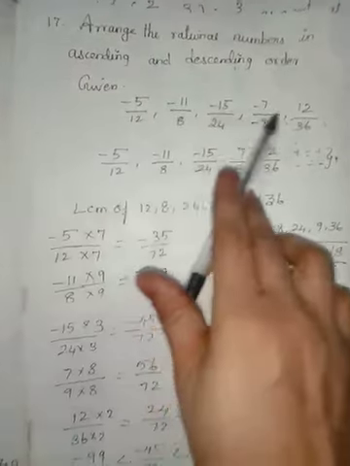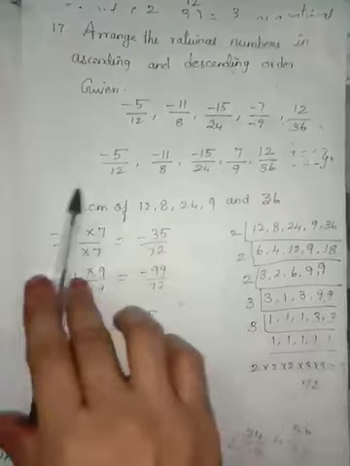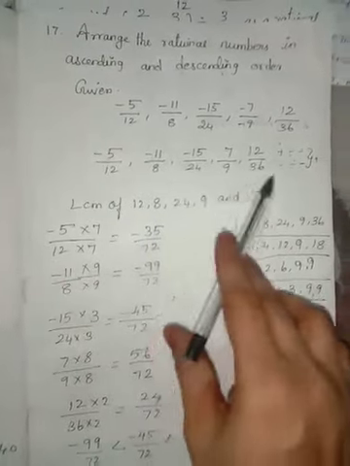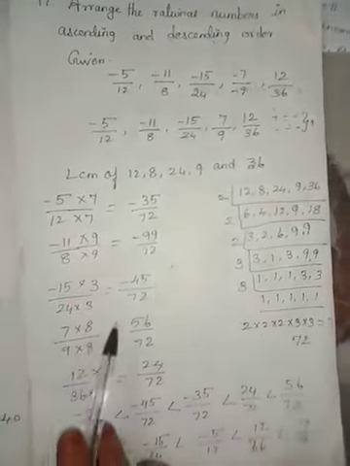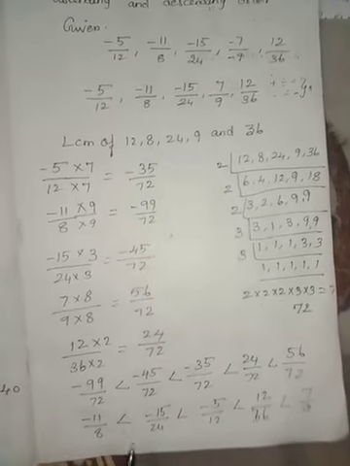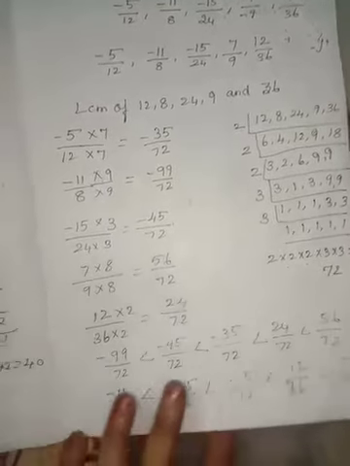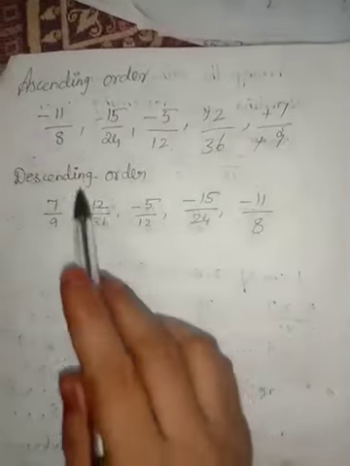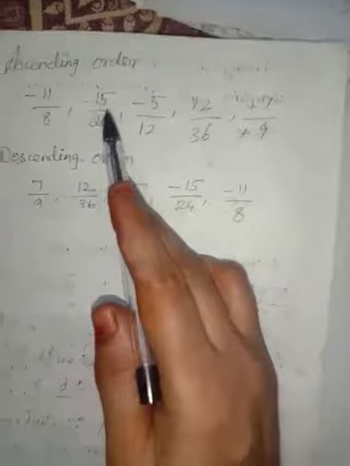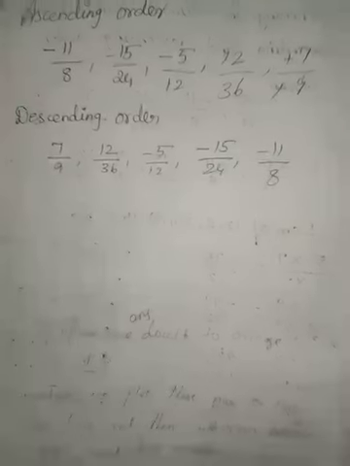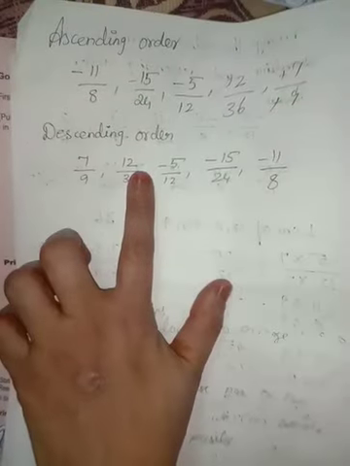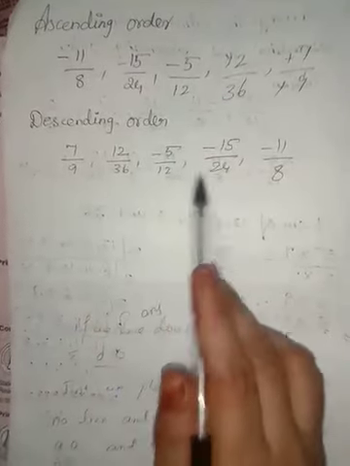Then the 17th one, arranging the rational numbers in ascending order and descending order. First we make the denominator positive and write in standard form. Here the denominators are unlike, so we make the denominators like. So we get the answers, compare them and write in ascending order. Hence the given numbers are arranged in ascending order, and its reverse order gives the descending order. So the given numbers can be written in descending order also.